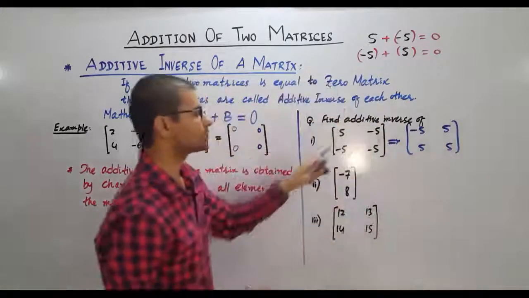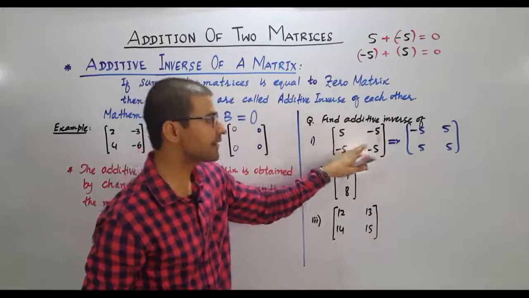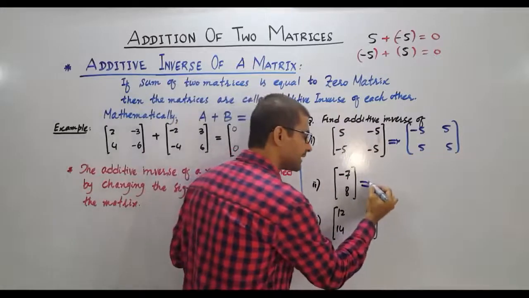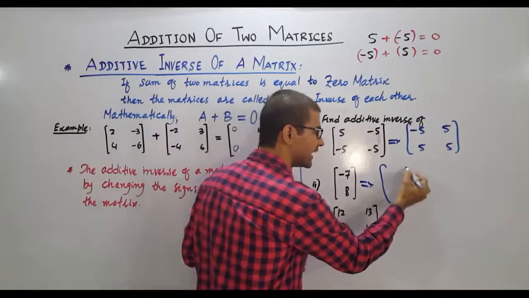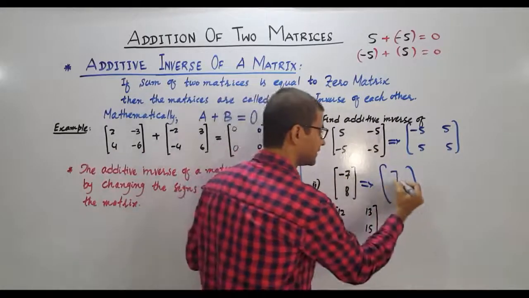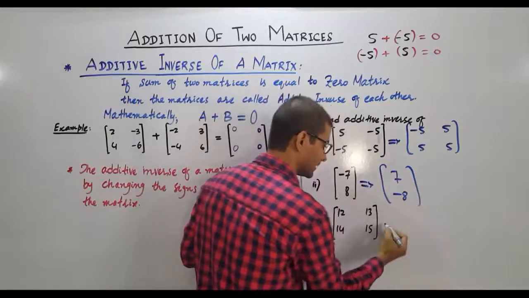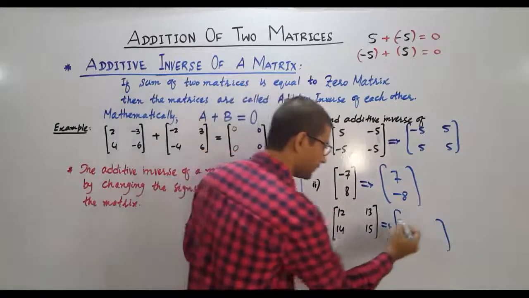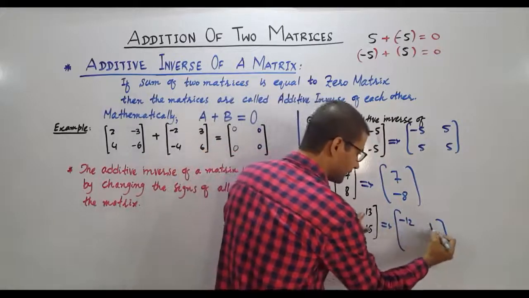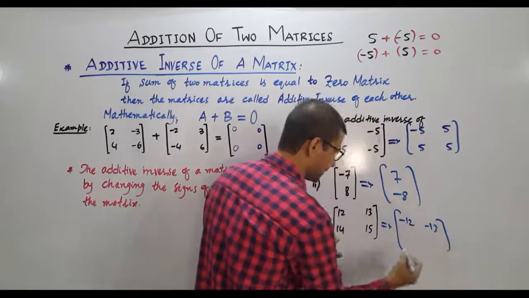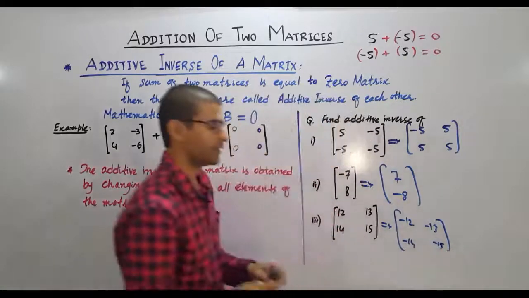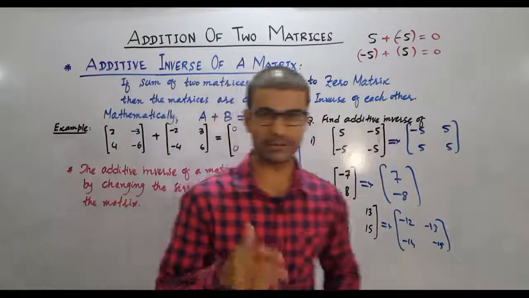Find the additive inverse of this matrix. The additive inverse of this matrix is this. How can we find it? Just change the sign of each element. -7, 7, 8, -8, 12, -12, -13, -14.